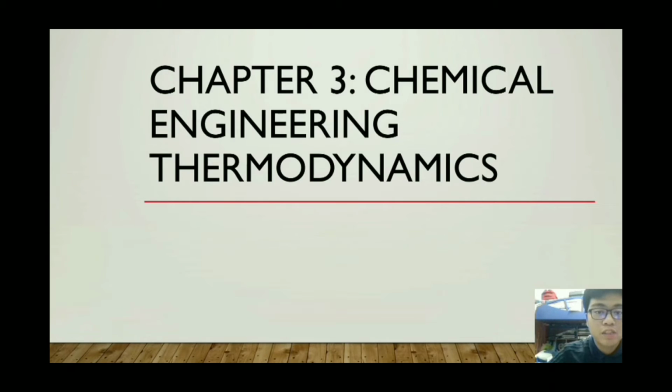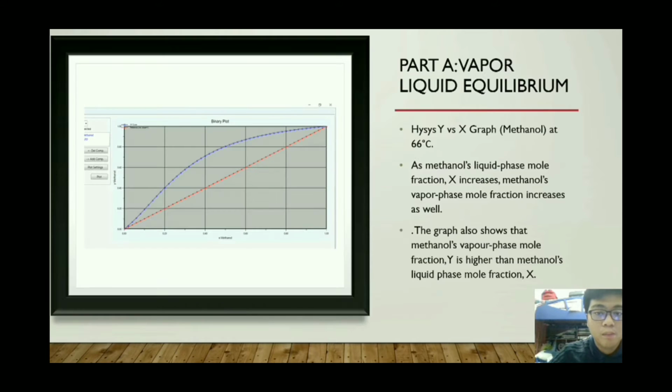This is our chemical engineering thermodynamics part. Part A, vapor-liquid equilibrium. What we have here is the HYSYS X-Y graph, vapor-liquid equilibrium XY data for a binary mixture of methanol and water at temperature 66 degrees Celsius. As methanol liquid phase mole fraction X increases, methanol's vapor phase mole fraction increases as well. This means that X and Y are directly proportional. The graph also shows that methanol's vapor phase mole fraction Y is higher than methanol's liquid phase mole fraction X. The cause of this is that methanol is much more volatile than water.